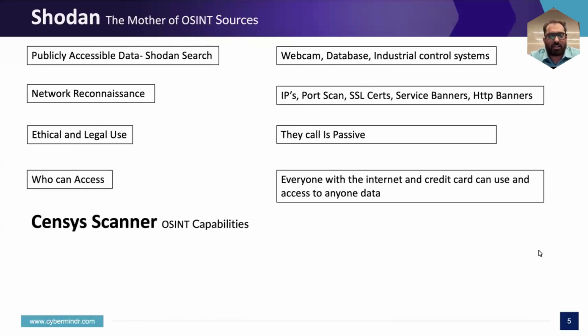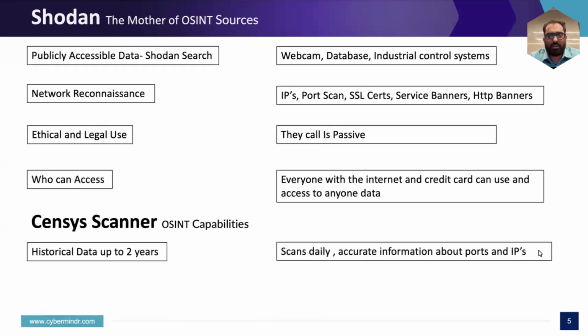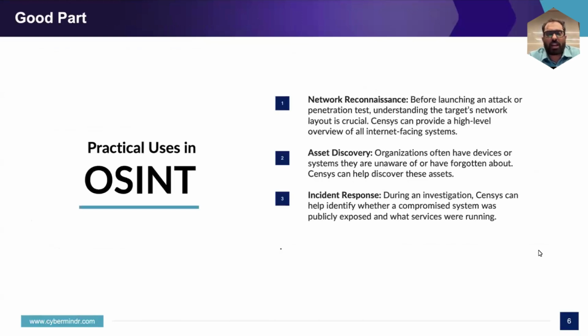Censys is another OSINT scanner, and Censys stores this data for up to two years. Censys has a mechanism to scan the internet daily. Compared to Shodan, Censys has more accurate information about ports, because Shodan scans only the top 100 or top 150 ports, but Censys scans the top 1,000 ports of all the IP addresses on the internet. What are the practical uses for open source intelligence data?